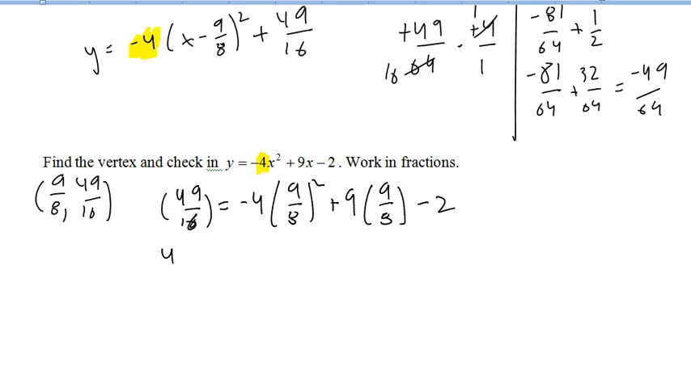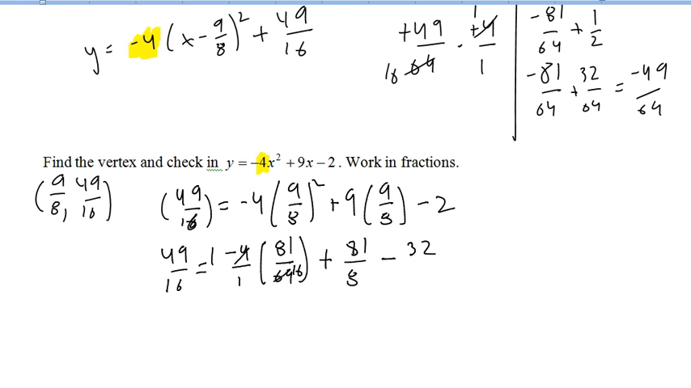That's a 16. So we got 49 over 16 equals -4 over 1 times 81 over 64. And 4 over 64 is the same as 1 over 16. And then plus 81 over 8. And we're eventually going to have a common denominator of 16 if the left side is going to equal the right side. So that's going to be minus 32 over 16. And to get the common denominator there, we'll need to multiply by 2 over 2.